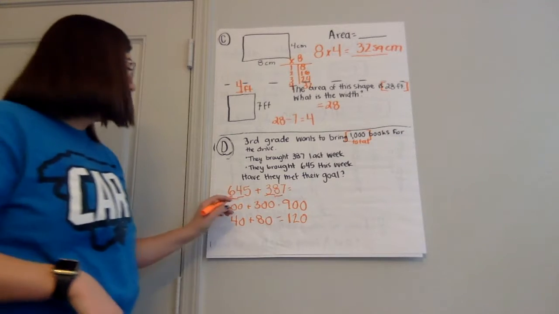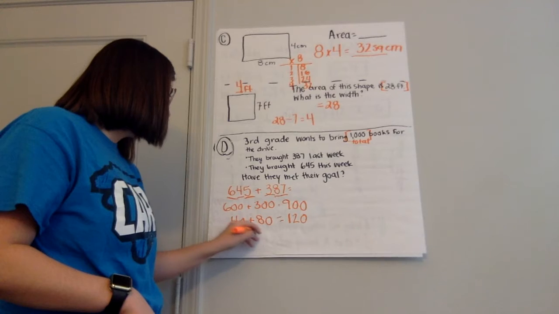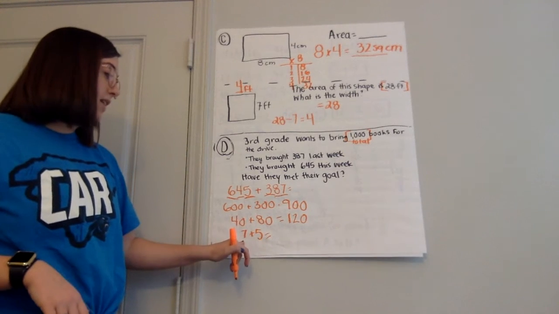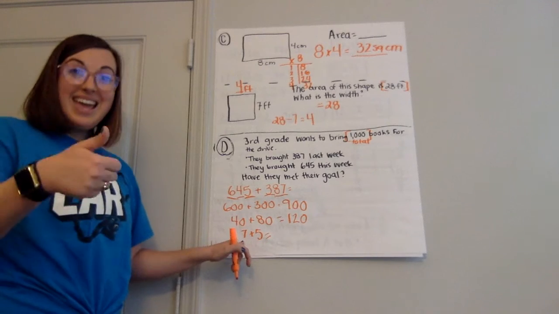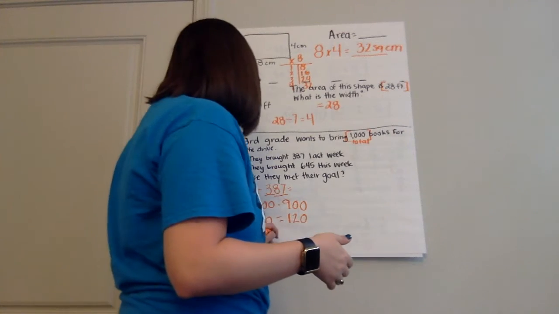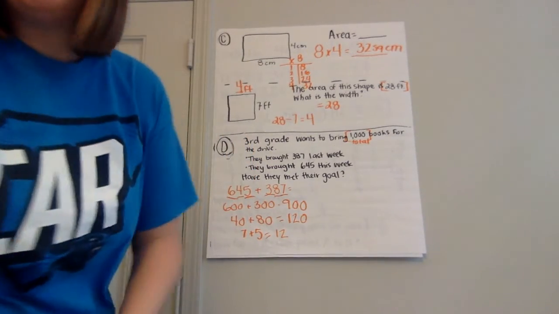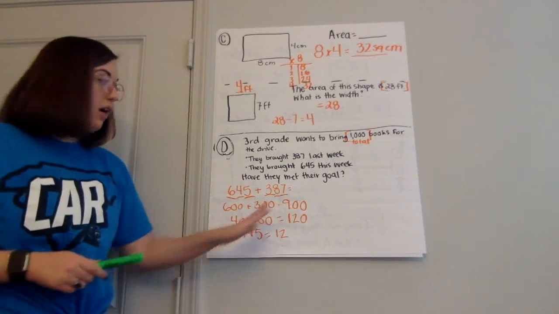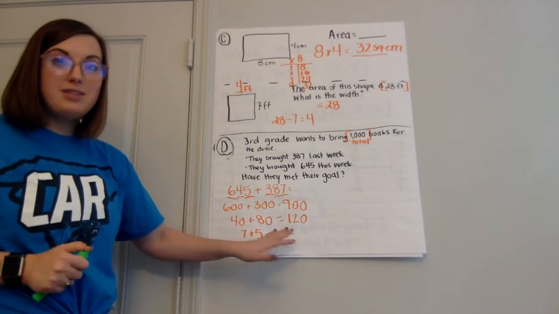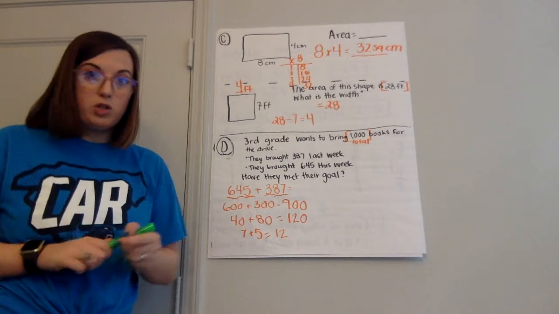Almost there. Now I've got to do my ones. 7 plus 5. I know that 7 plus 5 is 7, 8, 9, 10, 11, 12. So now I need to take my totals and figure out how much 900 plus 120 plus 12 is to get my total number of books that 3rd grade has saved so far for the book drive.